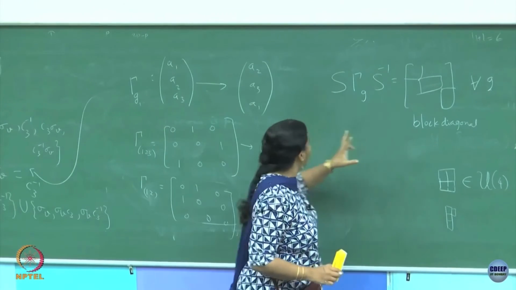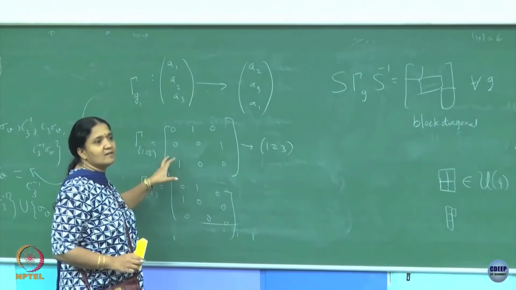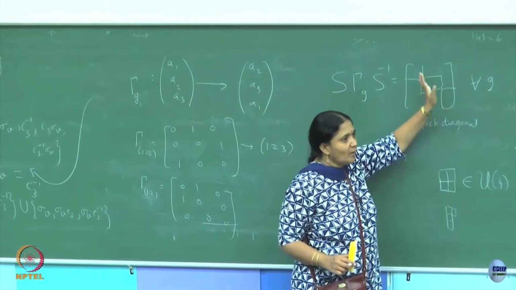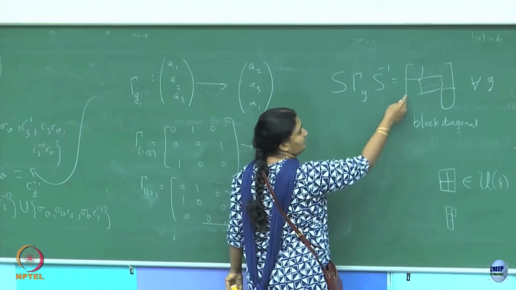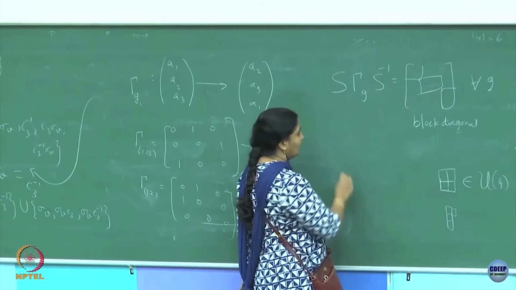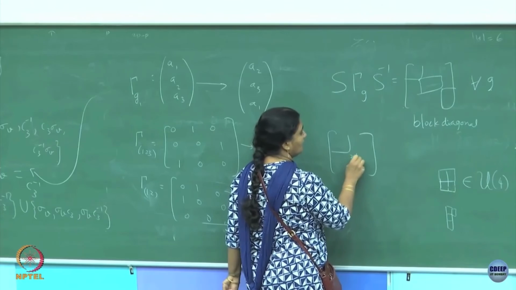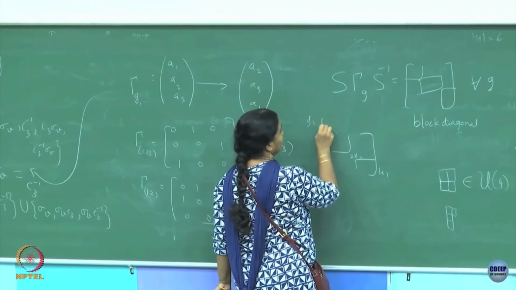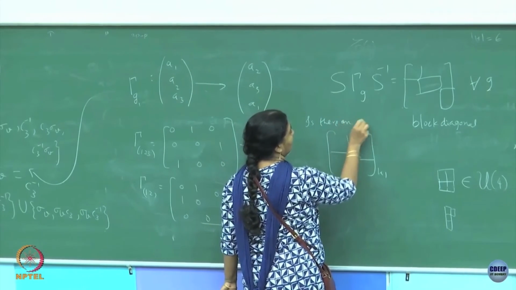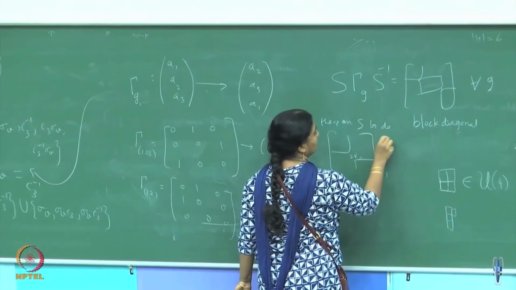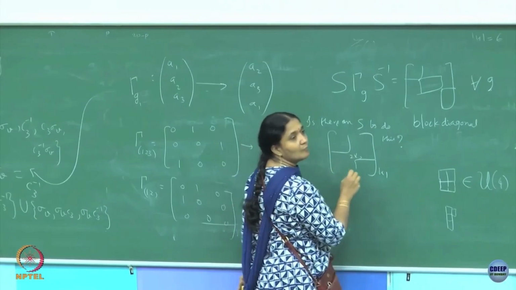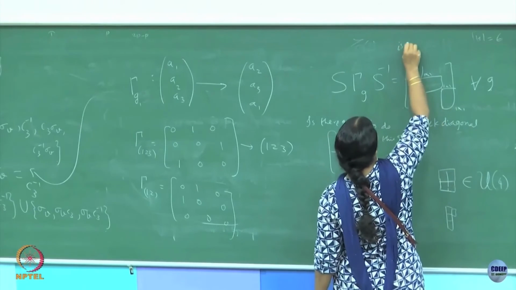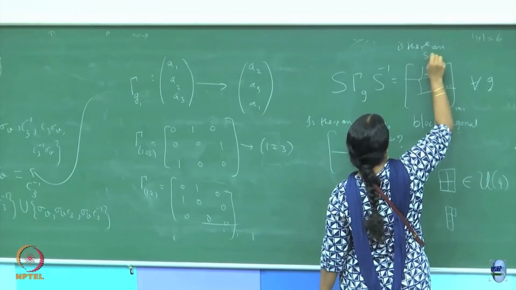That is not enough. I have to find an S such that every element can be brought into block diagonal form. This is one possibility. It may not be possible to make it completely diagonal. You may be able to break it up into a 2 cross 2 and a 1 cross 1. Or it could be 1 cross 1, 1 cross 1, 1 cross 1. Is there an S to do this?